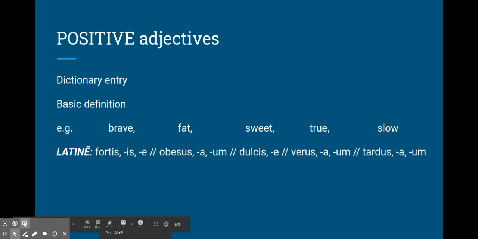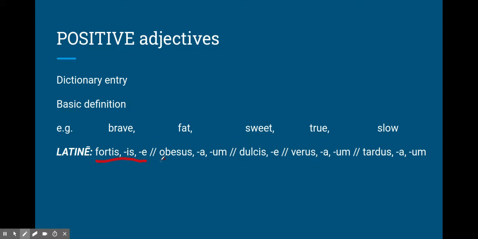Now, one thing to note here is that there are 2 different types of adjectives in Latin, and those types have to do with what family of endings they're allowed to use. So fortis is a third declension adjective, which means it only has endings from the third declension. It can describe a noun from any declension, but it itself will only have endings from the third declension. You can recognize it because -is, -e are third declension endings.